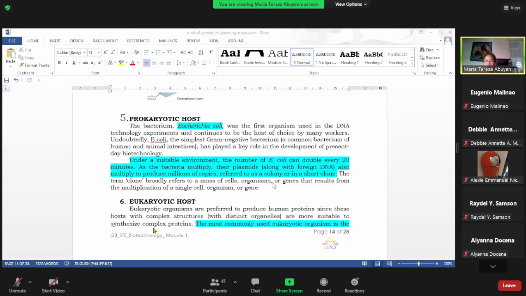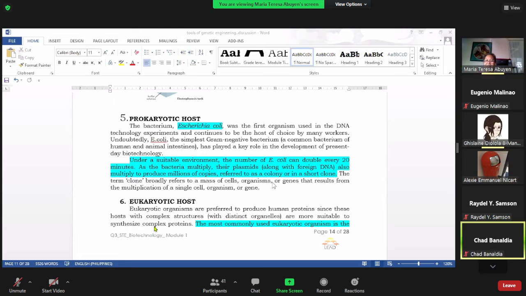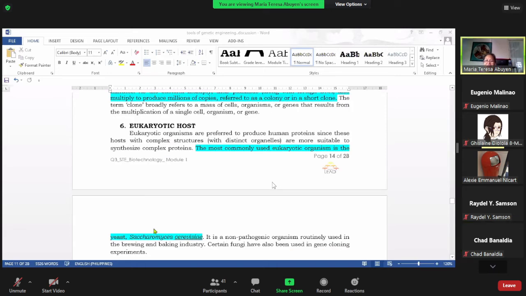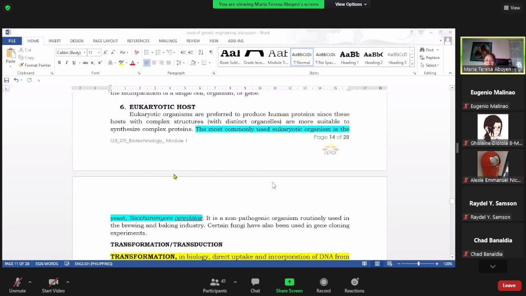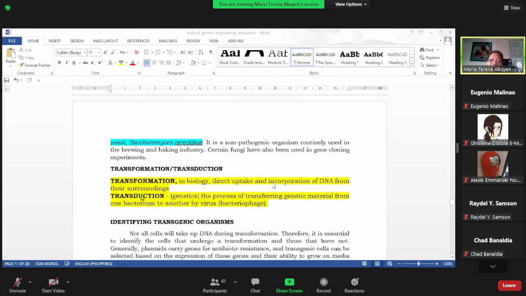The most commonly used eukaryotic organism is, what do you think? Yeast. Yes, very good. The Saccharomyces cerevisiae. So in bacteria, the most common host is the E. coli. In eukaryotes, the most common is the yeast, or Saccharomyces cerevisiae. Okay, so we go to transformation and transduction.